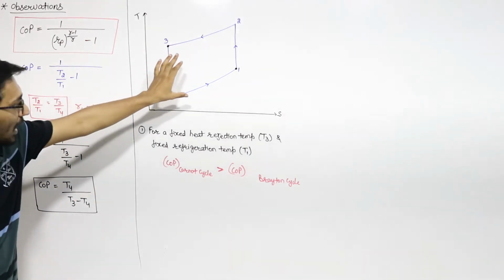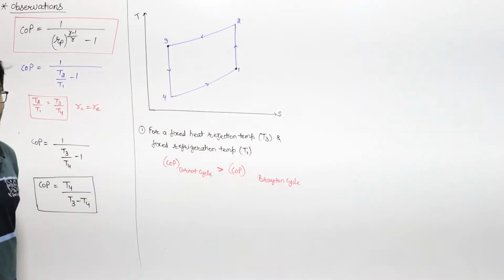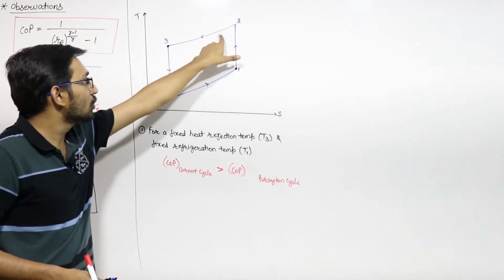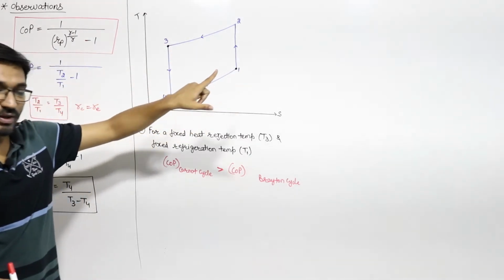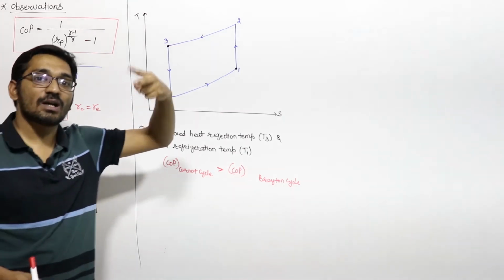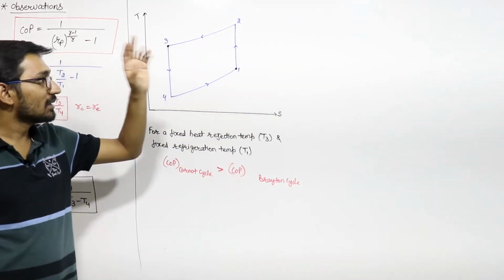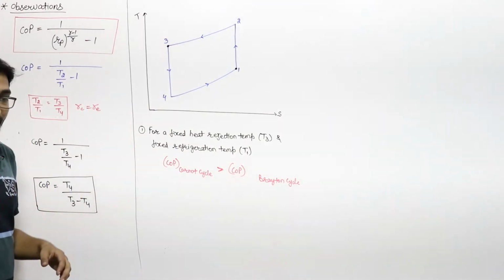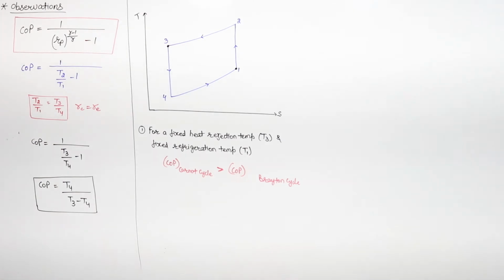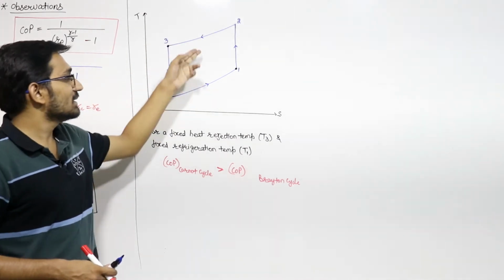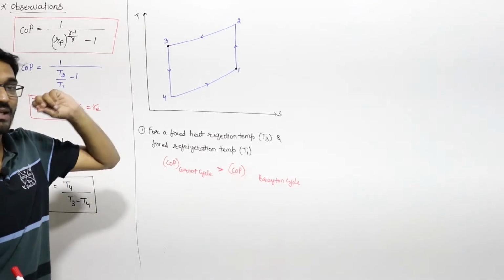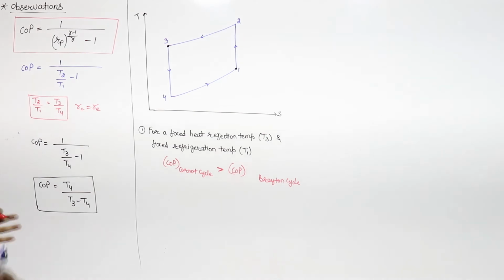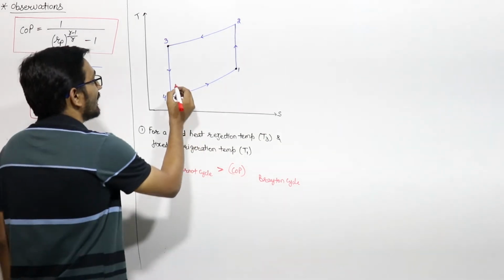If I draw the Carnot cycle here, you know that in the Carnot cycle, instead of these two constant pressure heat rejection processes, we have two isothermal heat rejection processes, and the temperature entropy diagram for the reversed Carnot cycle is a rectangle, because the heat transfer process in that case is constant temperature, or isothermal. So if I draw the Carnot cycle here, it will look like this.